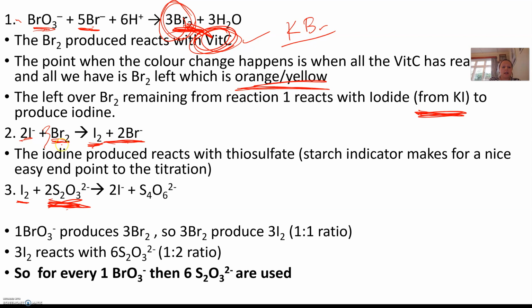Okay, so we can see here that 1 bromate produces 3 bromine, and so if that's 3 bromine, then that's going to produce 3 of these I2s, because that's a 1-to-1 for that part. And then if you've got 3 I2s, it's going to produce 6 thiosulfates. So if we're trying to compare bromate to thiosulfate, it's actually 1 bromate to 6 thiosulfates, and that makes our calculation way easier.